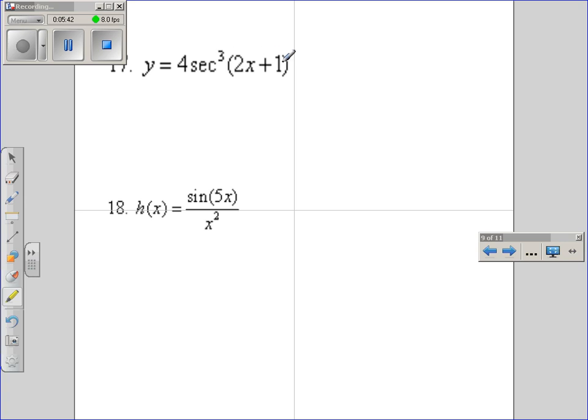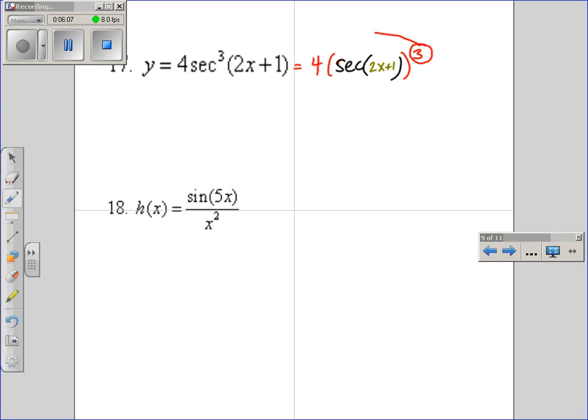Okay, here's a peanut M&M. I know it's our favorite. The 4 is not included in the parentheses. So anytime you have a coefficient out here, it's not included in the parentheses. So we have, I'm going to change the colors, 4 and this thing cubed. Our chocolate is secant, and our peanut is 2x plus 1.